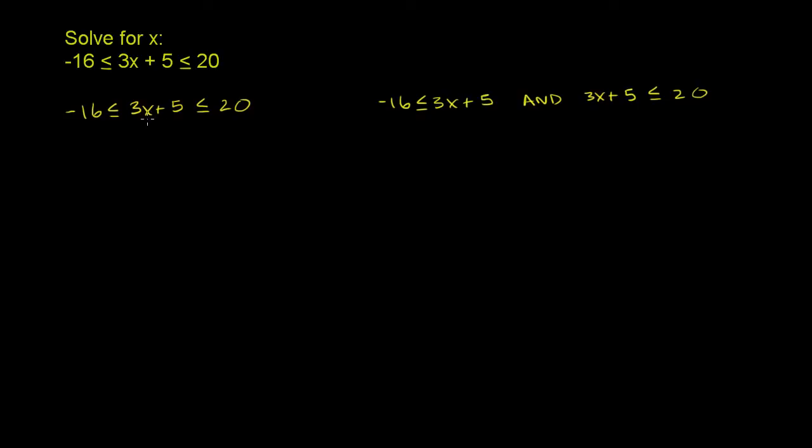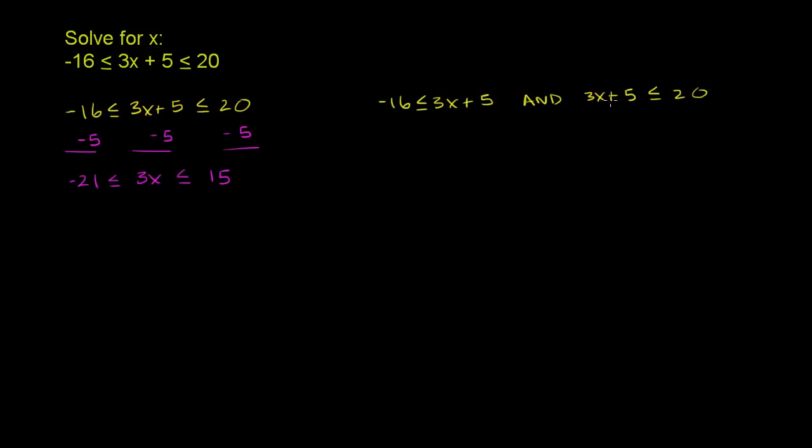Well, the best way to isolate this x right here is to first get rid of this positive 5 that's sitting in the middle. So let's subtract 5 from every part of this compound inequality. So I'm going to subtract 5 there, subtract 5 there, and subtract 5 over there. And so we get negative 16 minus 5 is negative 21, is less than or equal to 3x plus 5 minus 5 is 3x, which is less than or equal to 20 minus 5, which is 15.